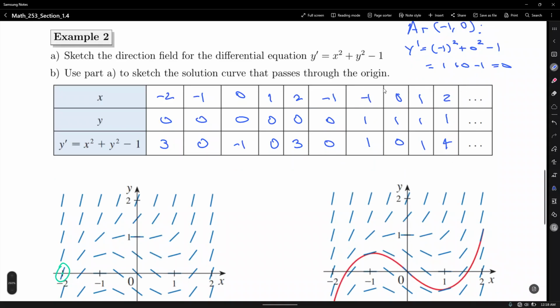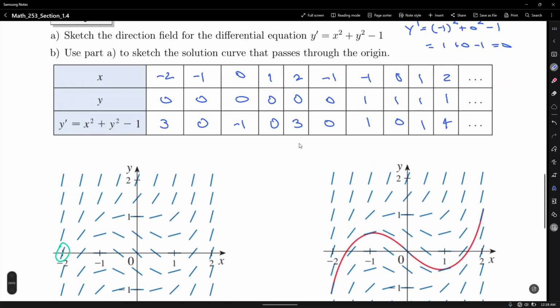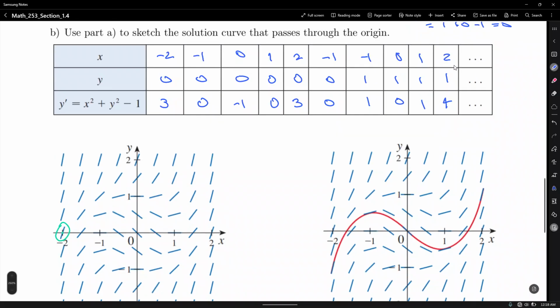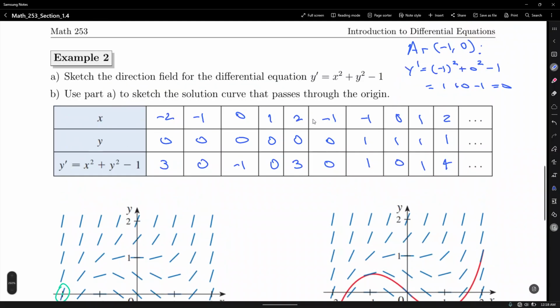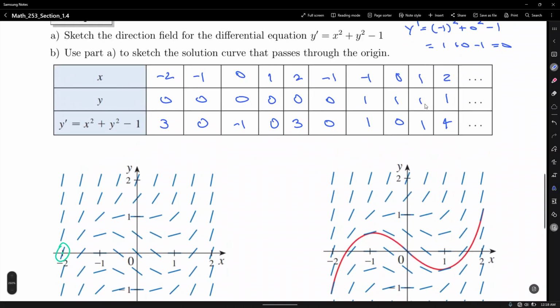All right, let's go and verify some other points. How about the point (2, 1)? Look at the steepness of the slope. Yes, it looks like a slope of 4, right? That actually helps. Okay, so let's have a look at part B of the problem. Use part A, that is the generation of the table, right?